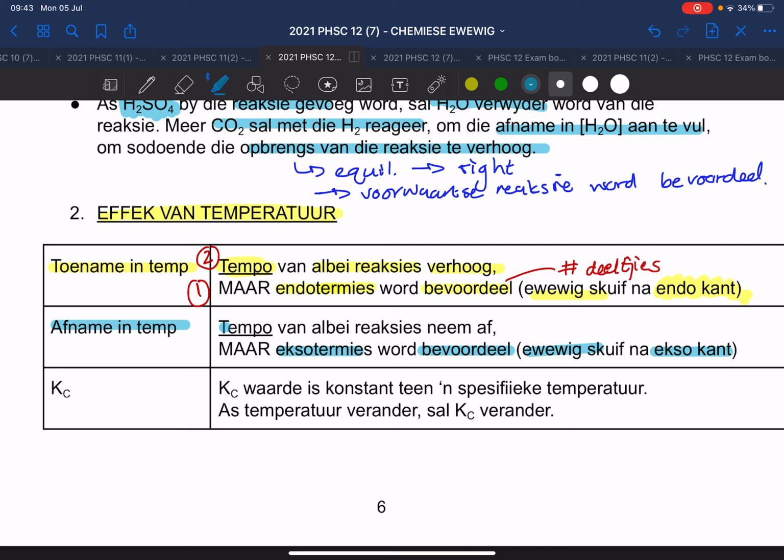Maar die tempo, the rate will decrease van albei reaksies. Or both reactions will decrease. Hoekom? Want dit is kouer. So reageer stadiger. Ja.